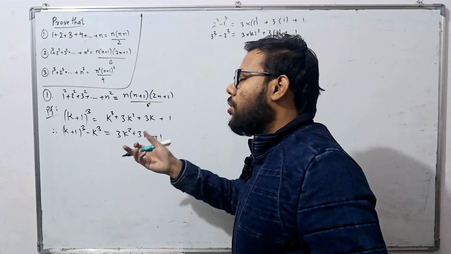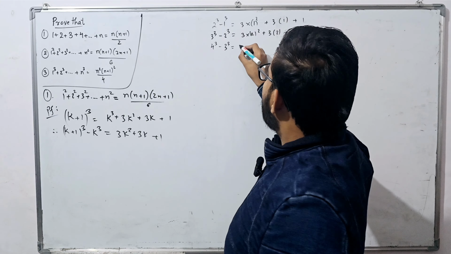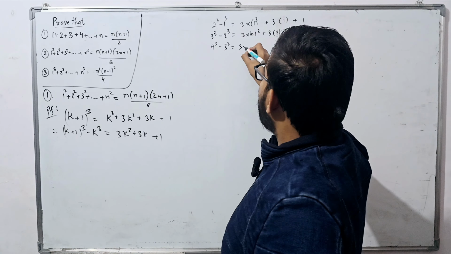When you substitute 3, you get 4 cube minus 3 cube is equal to 3 times 3 square plus 3 times 3 plus 1, and so on till n plus 1 whole cube minus n cube is equal to 3 times n square plus 3 times n plus 1, right? You get this thing.